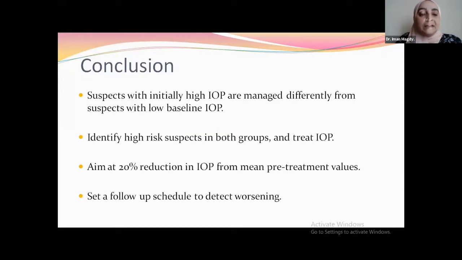We aim at a 20% reduction in IOP. That is based upon the Ocular Hypertension Treatment Study, but I would prefer the analyzed form of aiming of target pressure, determining the target pressure using Dr. Yasmin's algorithms. We aim at reduction of IOP of about 20% from the mean pre-treatment values. And finally, don't forget to observe your suspect, whether you are treating the IOP or not. Observe to detect worsening.